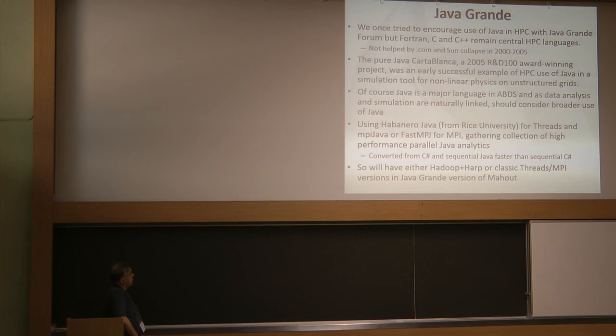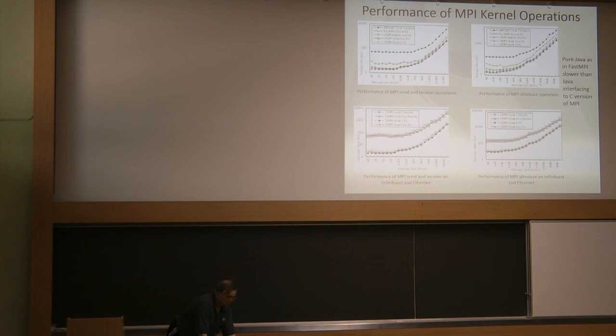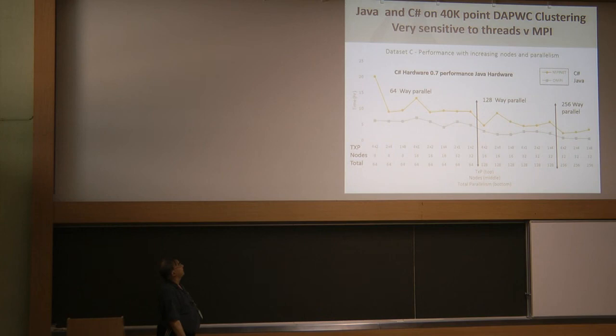Given the time, I won't go through them in detail. I will note just one strange graph. There are some graphs here I'll put in the slides for you to look at. These are just measurements of MPI, and you will find MPI runs almost identically on C++ and Java. Here is a ridiculous graph, which I've told Dennis about. This is running C# on one machine versus Java on a different machine, running it up to 256-way parallel with different choices for the number of MPI processes and number of threads.